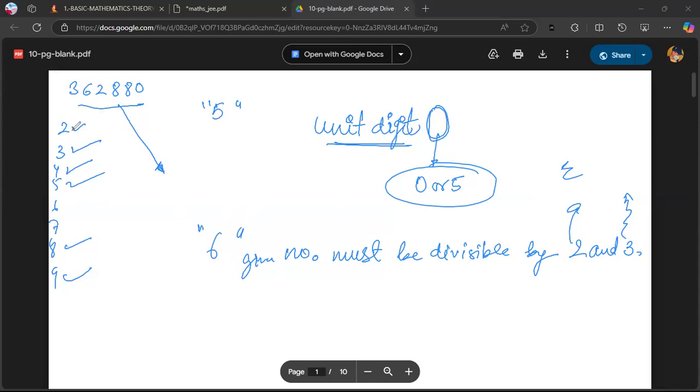So was the number divisible by 2? Is the given number divisible by 2? Yes, sir. Is the given number divisible by 3? Yes, sir. So it is also divisible by 6.